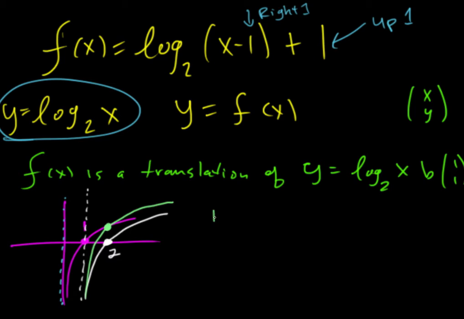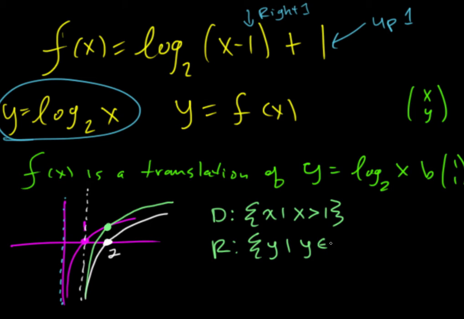And so if we're going to look at the domain, it's just everything that's greater than 1. And the range goes all the way down, all the way up. So it's all real numbers.